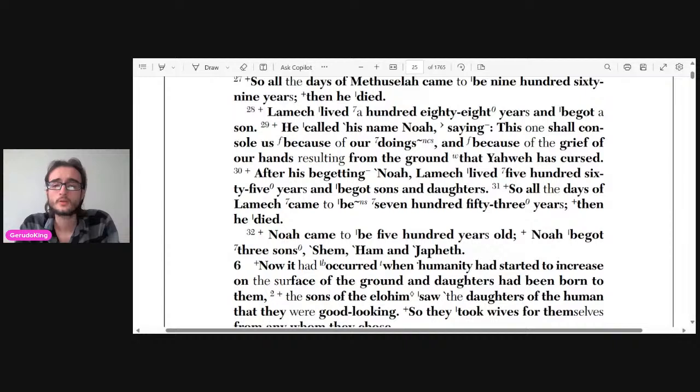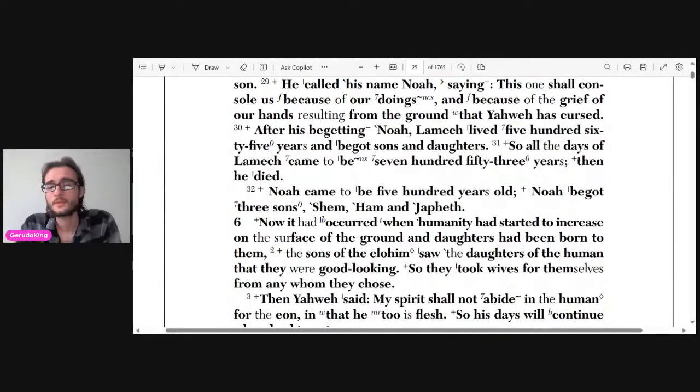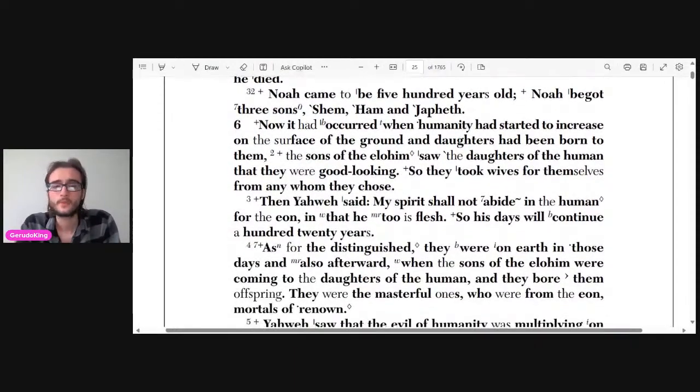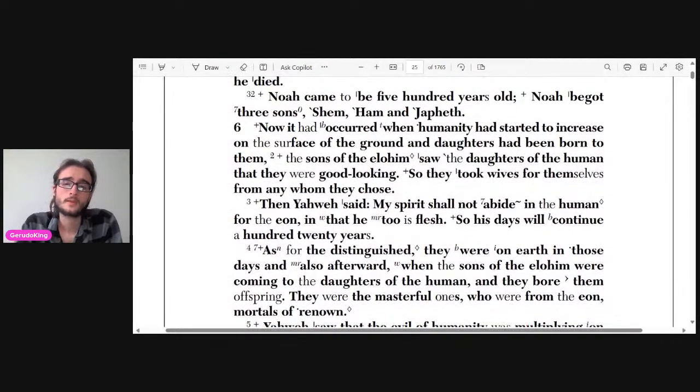After his begetting Noah, Lamech lived 565 years and begot sons and daughters. So all the days of Lamech came to be 753 years, and then he died. Noah came to be 500 years old. Noah begot 3 sons, Shem, Ham, and Japheth. And that's the end of chapter 5.